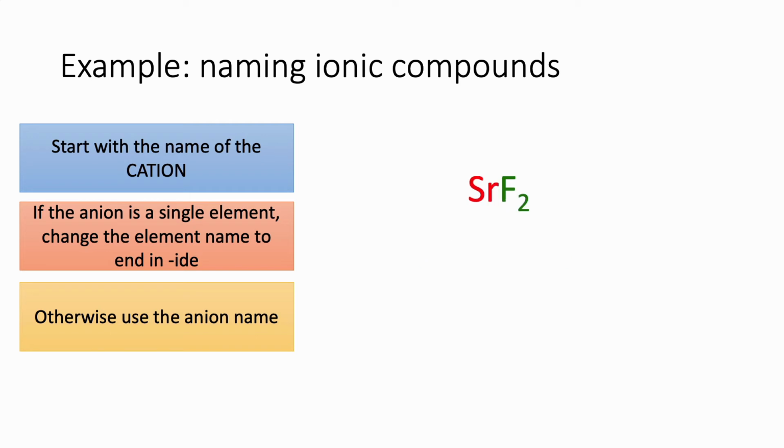Okay, here's a different one. SrF2. Start with the name of the cation. Sr, if you're not sure, you can always look at your periodic table. Sr is strontium. And then F2, well, we've got fluorines there. We want to change the end of it to end in "ide," so it's going to be fluoride. So this is strontium fluoride.